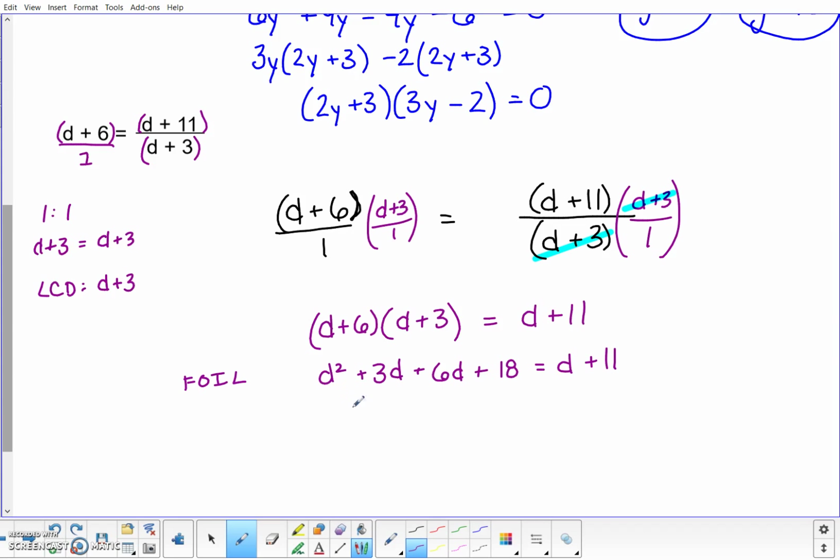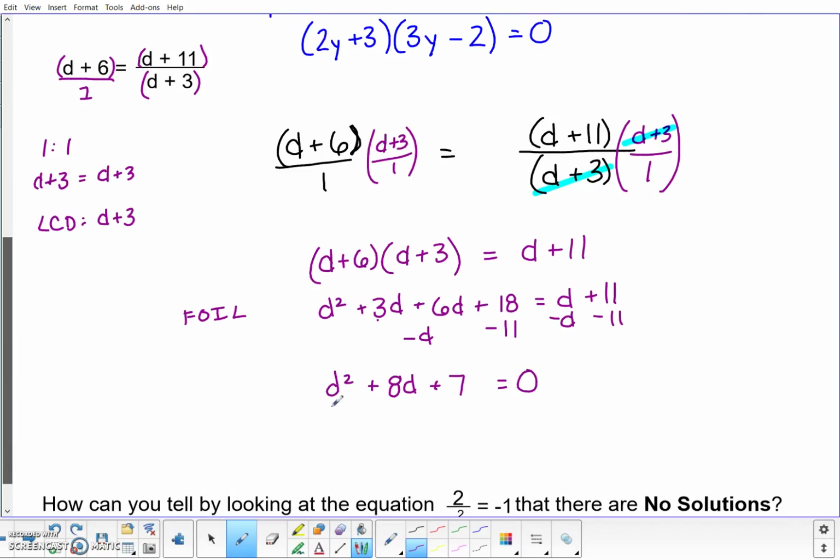Since we have a squared term in it, we know this is a quadratic, and we need to make it equal to 0 to solve. So I'm going to subtract 11 from both sides. That gives me d squared, let's see, 3 plus 6 is 9. Take away 1 makes 8. And 18 take away 11 makes plus 7 equaling 0.